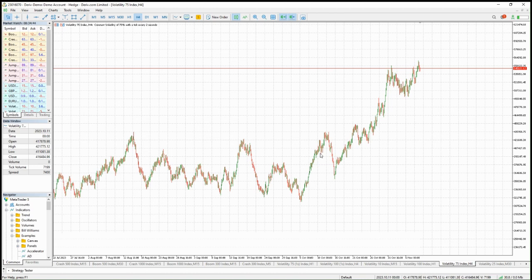Okay, so let's start off from the 4-hour time frame. Right now I am on V75, as you can see, 4-hour time frame, and we're going to try and just mark up some key price levels that we see. Just look for a trend, basically from a higher time frame, so that we can look for opportunities from the lower time frame that we can actually enter into.